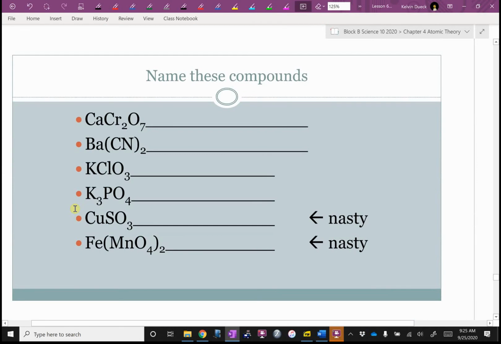Oh, let's do a couple more here. I didn't include these with you, so you can just do this looking up. What would you call CaCr2O7? Is there more than two capital letters? So it's polyatomic. What's Ca? Calcium. What's Cr2O7? Dichromate.